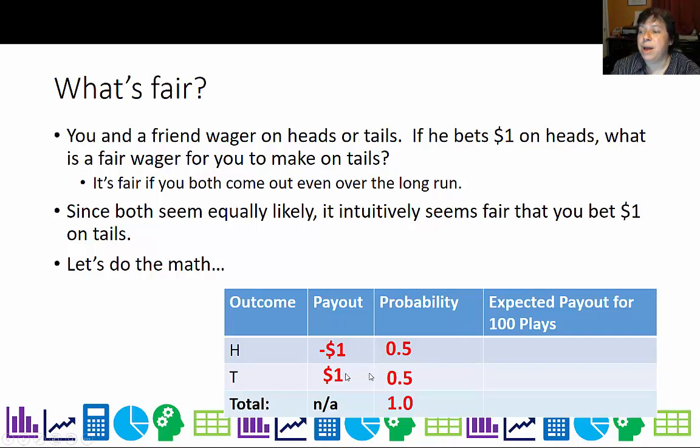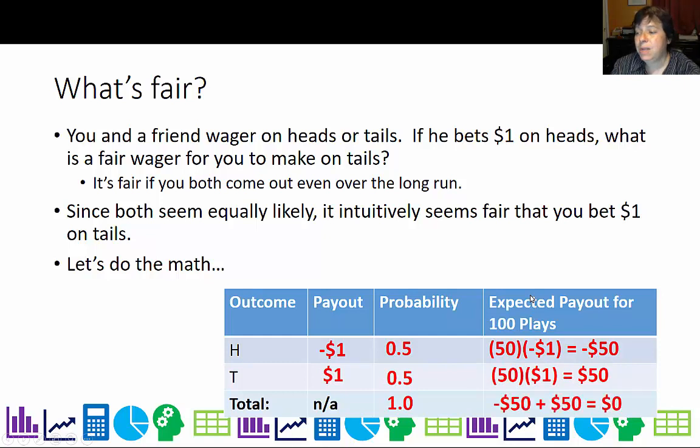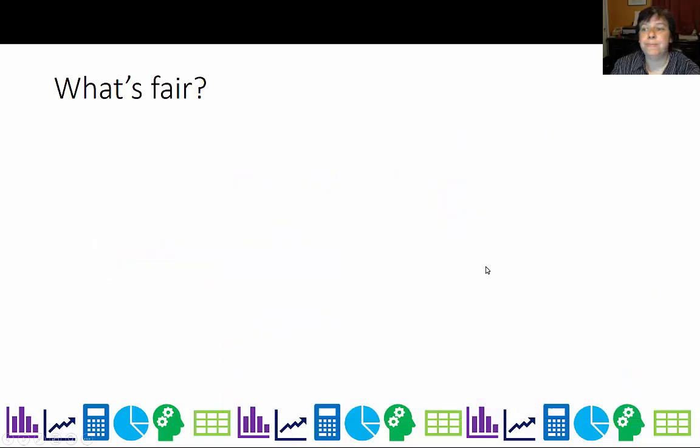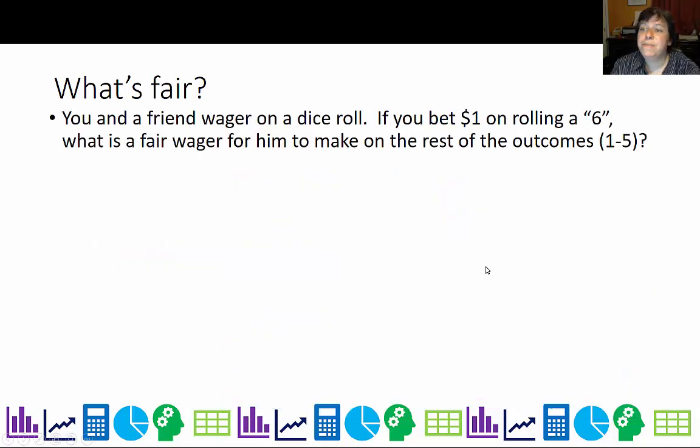Then we're going to go ahead and multiply each of these for their expected payouts. And I'm doing 100 plays. So 100 times 0.5 times -1 is -$50. And 100 times 0.5 times 1 is $50. When I add those two, I get 0. And that seems fair. Now let's have a different game.